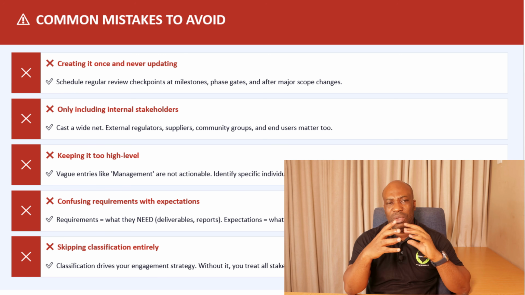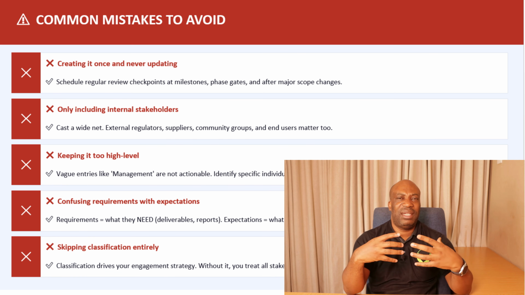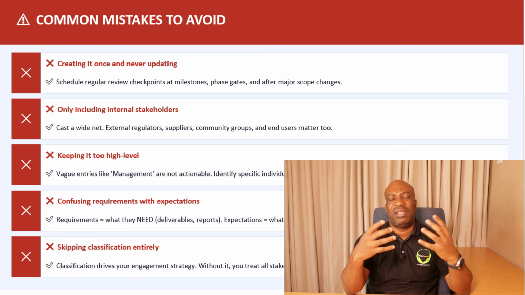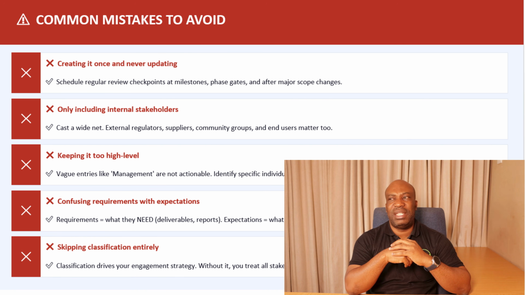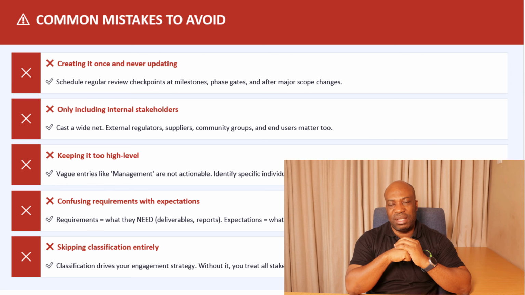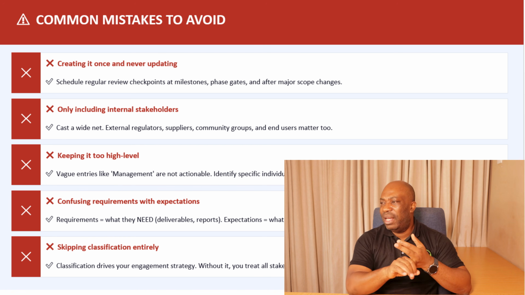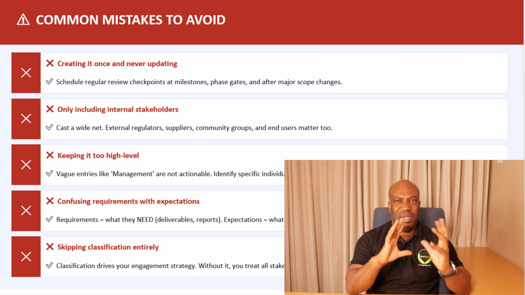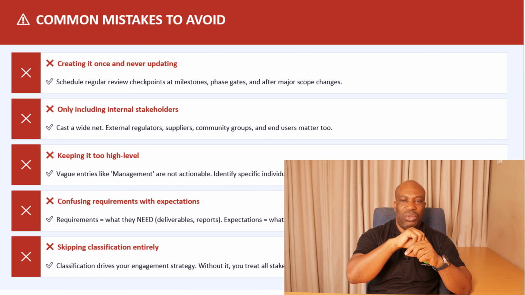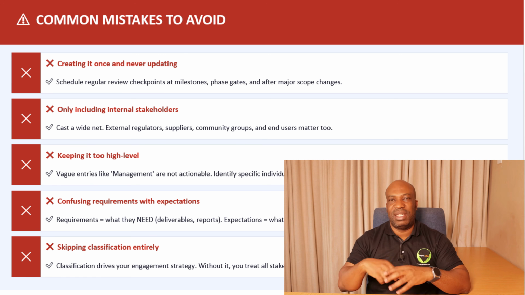Most project managers or project members, when they are creating or updating a stakeholder register, make this mistake. It's a common mistake that you should always avoid. Don't equate requirements to expectations. These are two different domains altogether. Requirements, you're looking at what they need. And on expectations, you're looking at what they assume will happen. So be able to differentiate the two. Don't put them in one column. You should always have one column or one row for requirements and then another row for expectations.